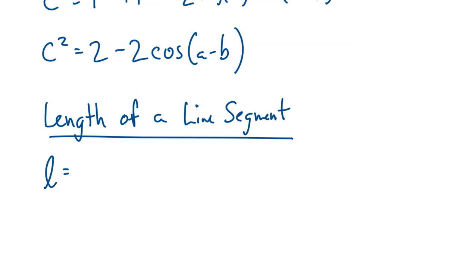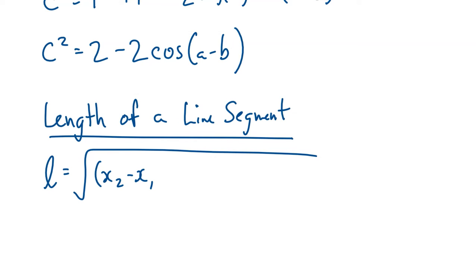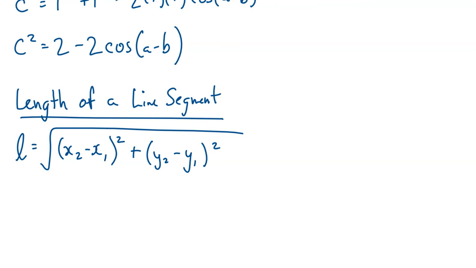Okay, so this one comes from Pythagorean Theorem. It's the square root of x2 minus x1 squared plus y2 minus y1 squared. And it's the length of a line segment between 2 points. So if I have, sorry, let me do that again. If I have 2 points, x2 minus x1 is the distance between those 2 points. y2 minus y1 is the distance between those 2 points.